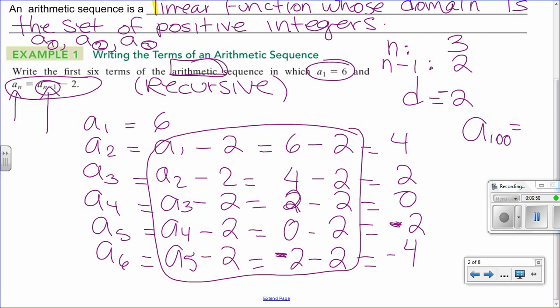So what if I ask you guys to find A sub 100? How long do you guys think it will take you? The whole class at least, right? Okay. Oh, well, since you know you're just subtracting 2, maybe you could do it faster. But it will be a little tedious. So, is there a better way? Of course there's a better way.